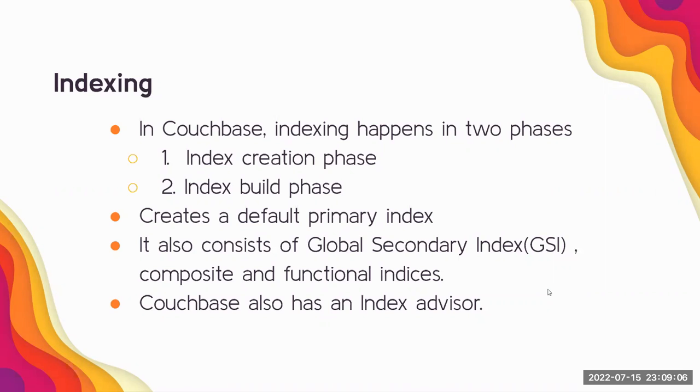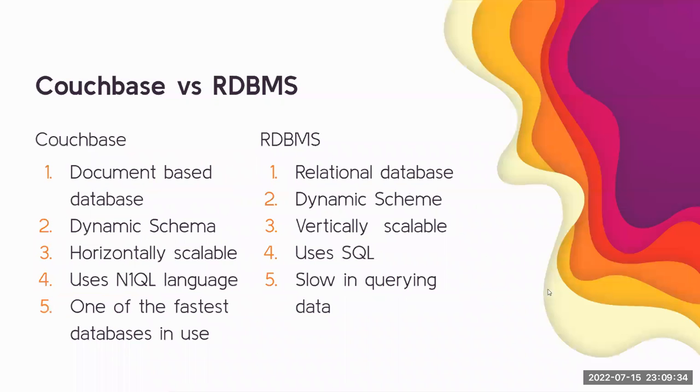Apart from GSI, there is a composite index, which allows you to have two or more columns as an index. And there is a functional index, which is used to store strings in documents as an upper or lowercase string. Couchbase also has an index advisor, which is used for recommending indexes, but it does not guarantee an optimal selection of indexes. It's just a feature which can be utilized for recommending indexes.